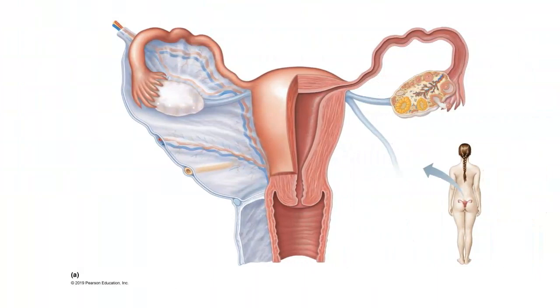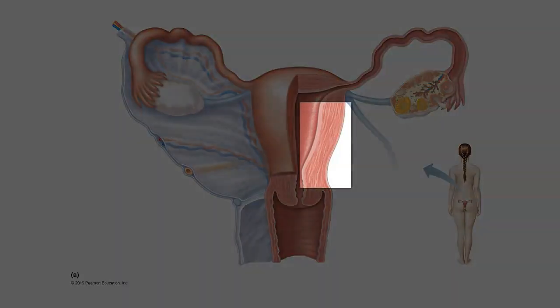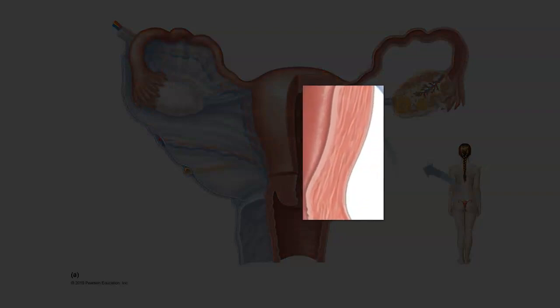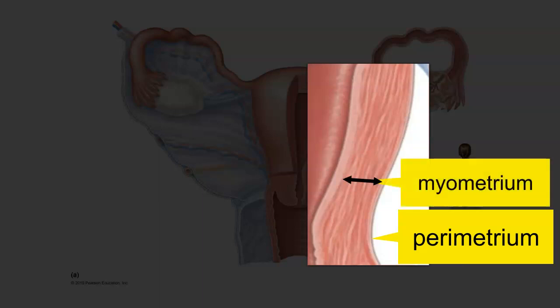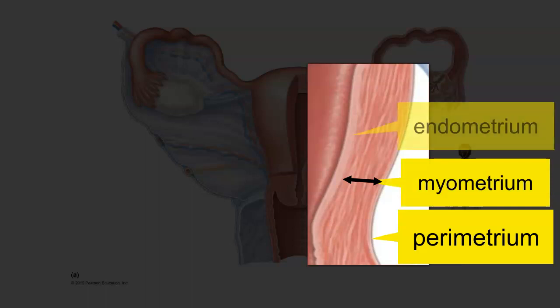Let's finish by taking a look at the wall of the uterus. The wall of the uterus has 3 layers. The outer layer is the visceral peritoneum, so it's just a connective tissue coat, and it's known as the perimetrium. The thickest layer of the uterus is the smooth muscle layer, known as the myometrium. And then the epithelial tissue lining of the uterus is called the endometrium.